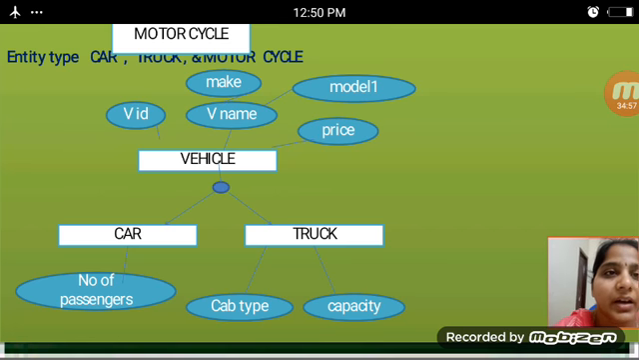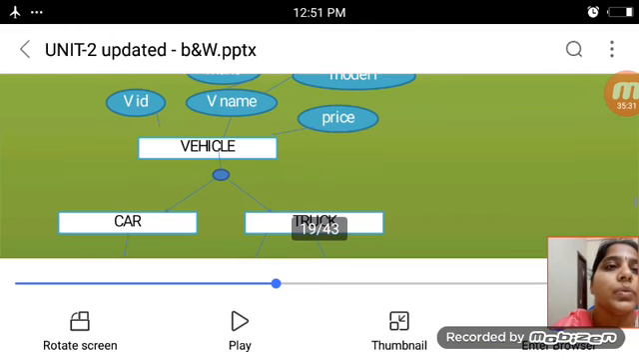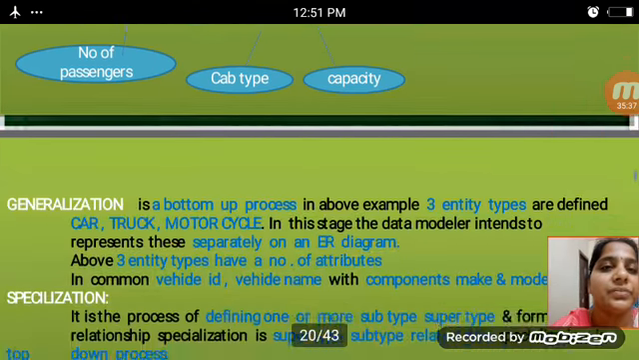The three are connected with these associative entities, that is, vehicle is the main supertype. The supertype is divided into subtypes, that is, car and truck. Vehicle has the vehicle ID, vehicle name, make and model, and vehicle has a price. These are the attributes of a vehicle. In this relationship model, vehicle has the car and truck. A car has the number of passengers, and the truck has the cab type and capacity. This connects with more topics on generalization.